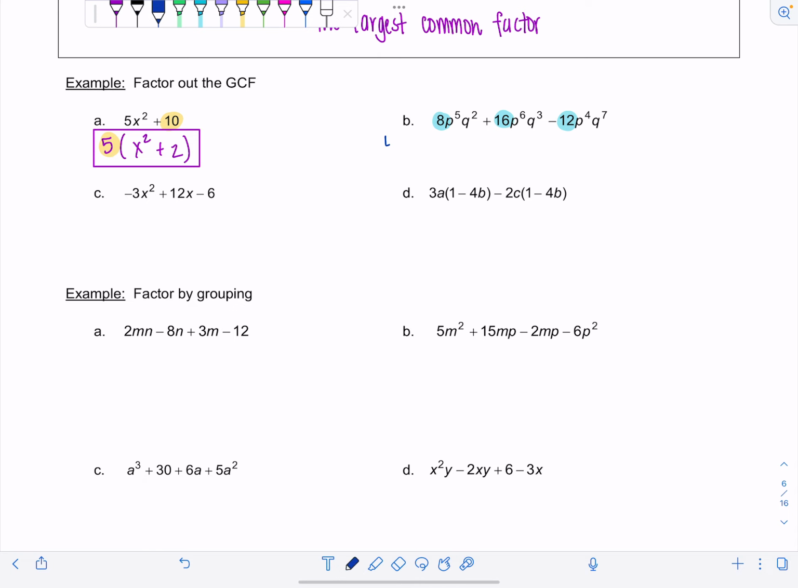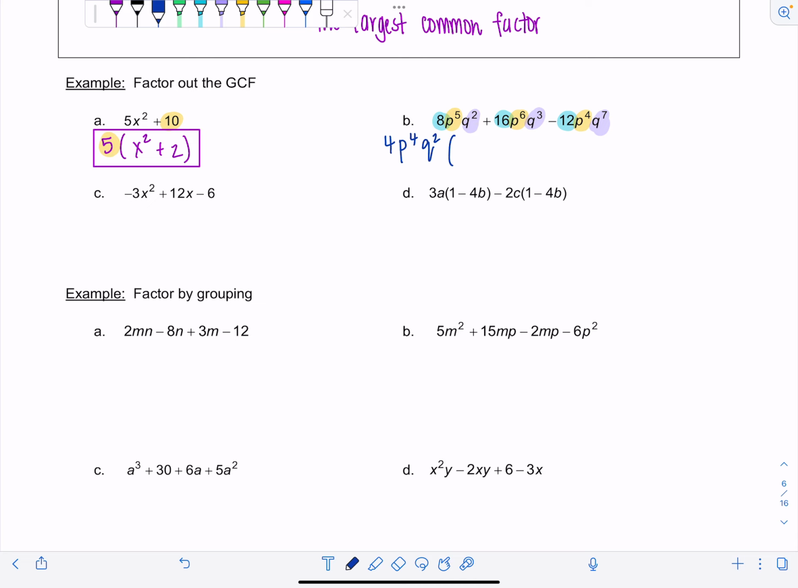What else can we take out? So now let's look at the p's. We've got p to the 5th, p to the 6th, and p to the 4th. I can't take out any more than what one single term has. So the most factors of p I can take out are 4. And then let's look at q. So we've got q squared, q cubed, q to the 7th. So I can only take out 2 q's. Okay, and then open up them parentheses.